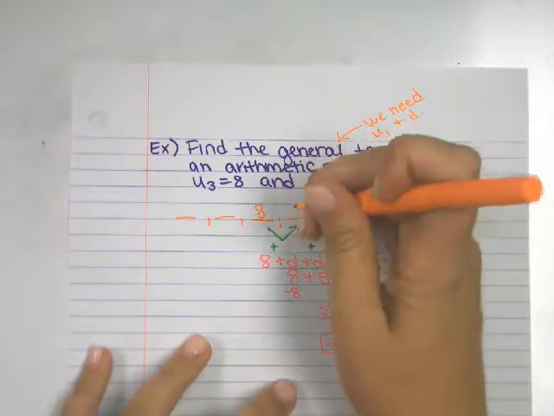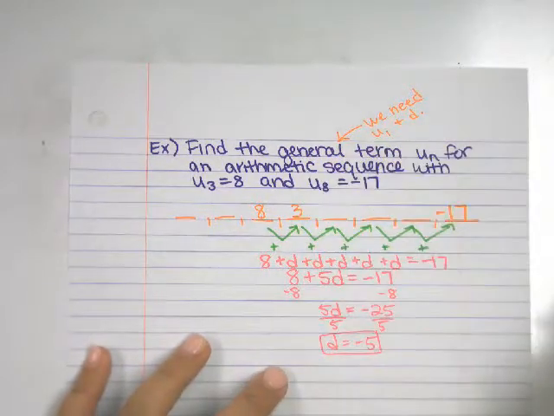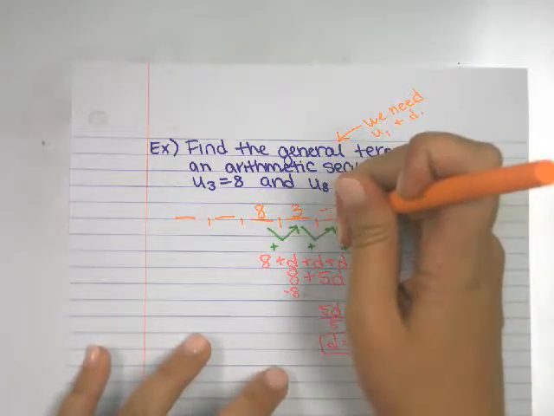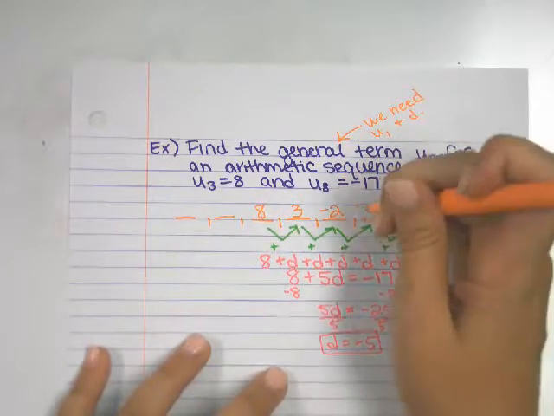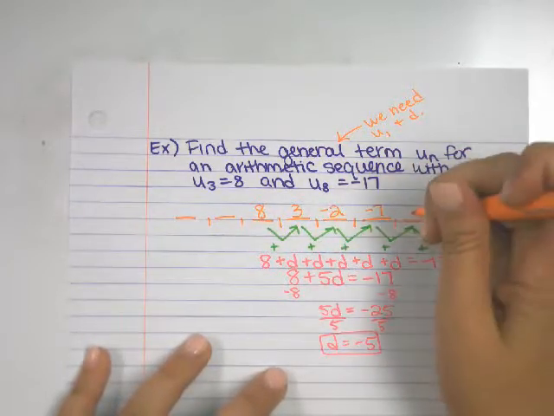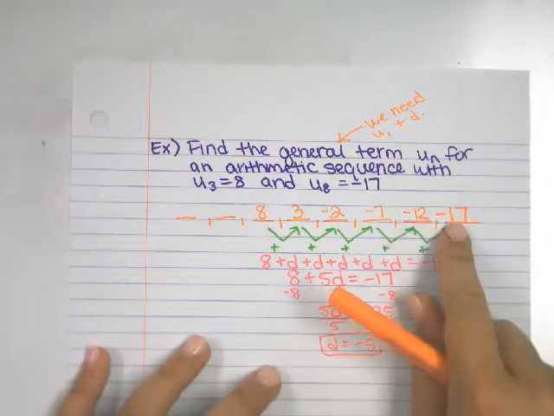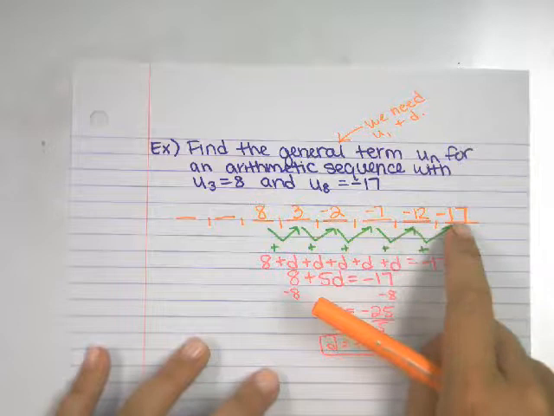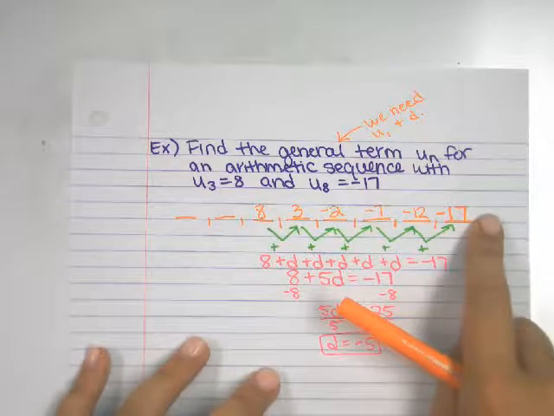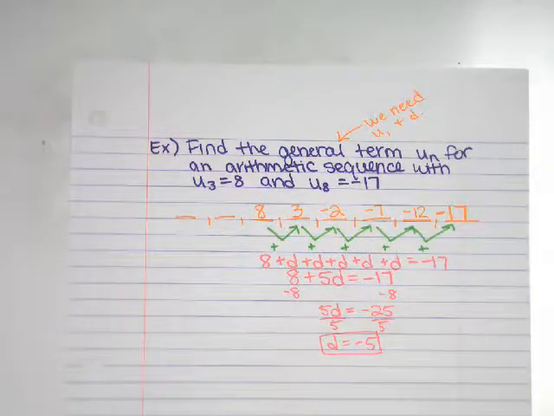So 8 minus 5 would mean this term would need to be 3. 3 minus 5 is negative 2. Negative 2 minus 5 is negative 7. Negative 7 minus 5 is negative 12. And that does check out because negative 12 minus 5 is negative 17. So this does work. We found our common difference, d.